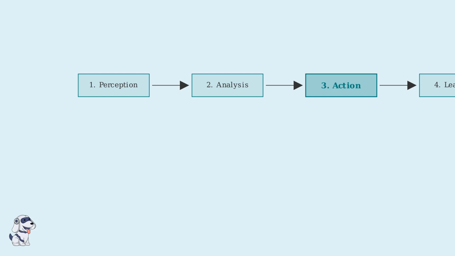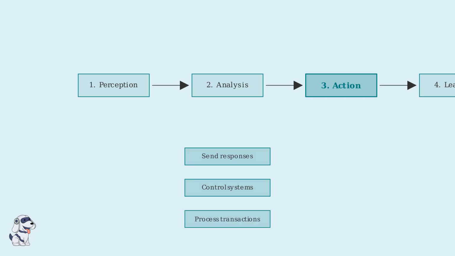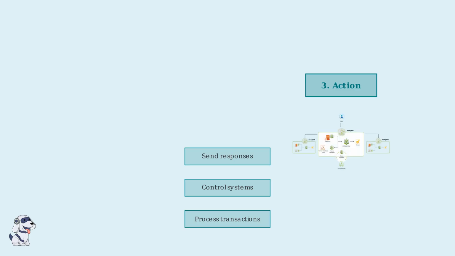After perceiving data and analyzing options, the agent executes the chosen tasks or commands to achieve its goals. During the action phase, the agent carries out specific operations based on its analysis. This could involve sending responses to users, controlling automated systems, or processing financial transactions. The action step transforms the agent's decisions into real-world outcomes. This data processing flow shows how information from databases leads through analysis to concrete actions, completing the agent's operational cycle.